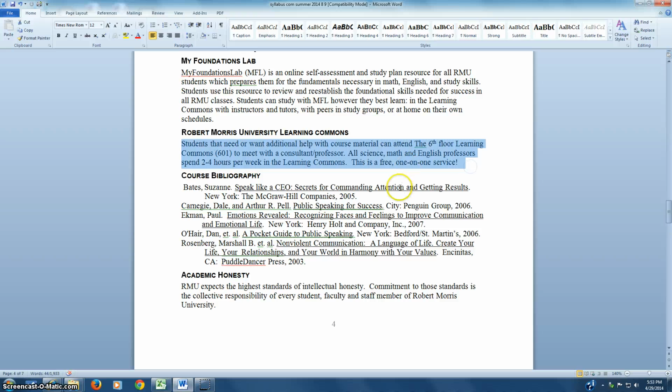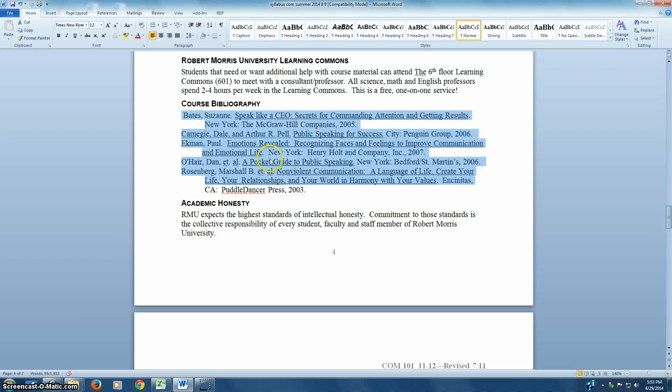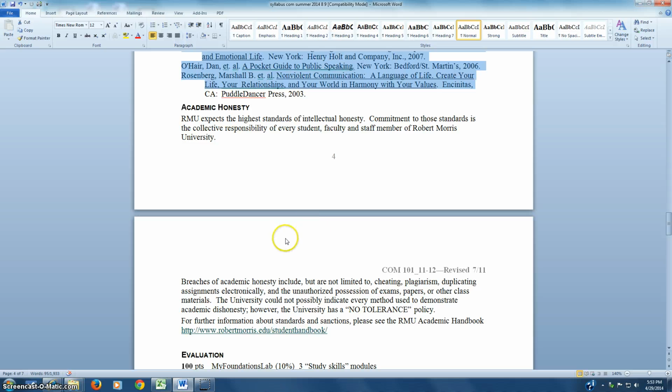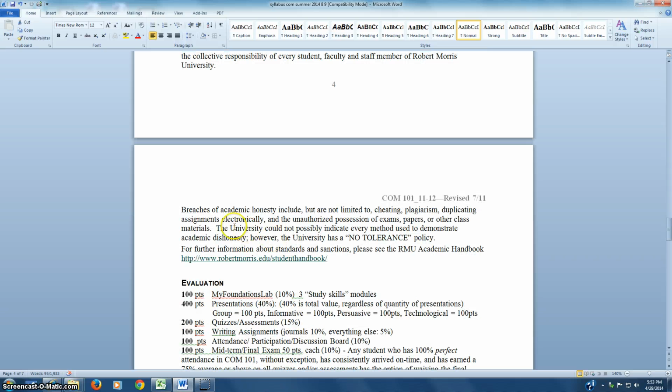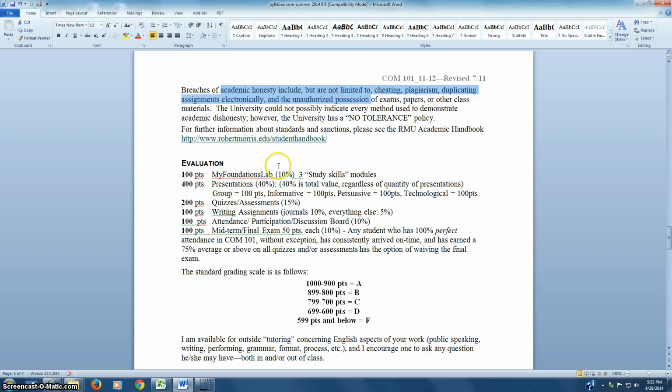The Learning Commons is room 601. It is actually a free one-on-one service. All full-time professors at the university spend at least 2 hours in the Learning Commons, so for any class that you have, you can meet with a professor there. The course bibliography, if you'd like to go above and beyond: these are books about public speaking that we've gathered and housed in our library here on the 7th floor at the Chicago campus. Academic honesty: really, don't ever present words that aren't your own. That is the best way to think about that.